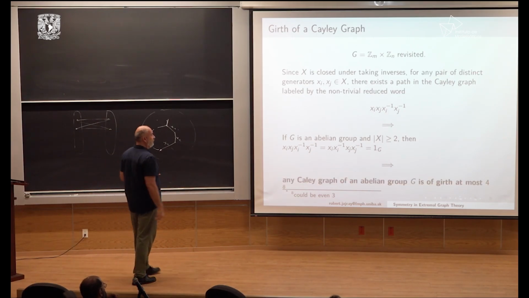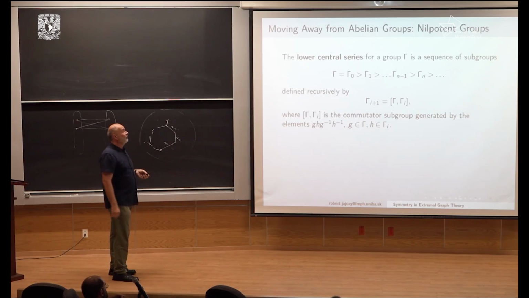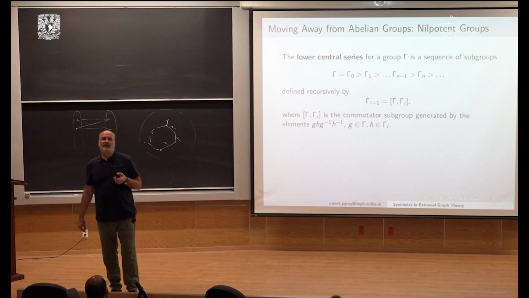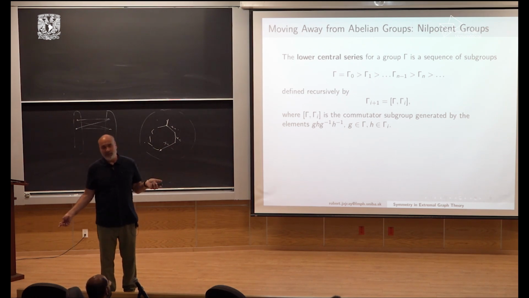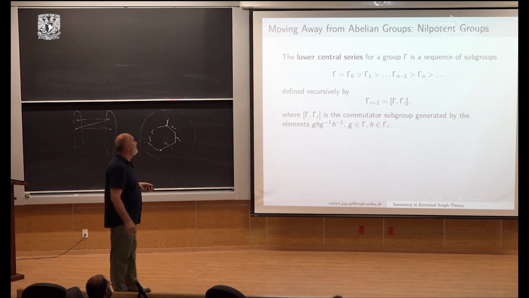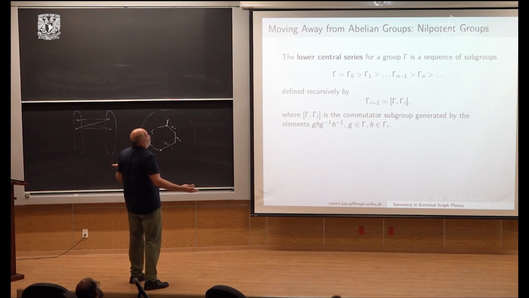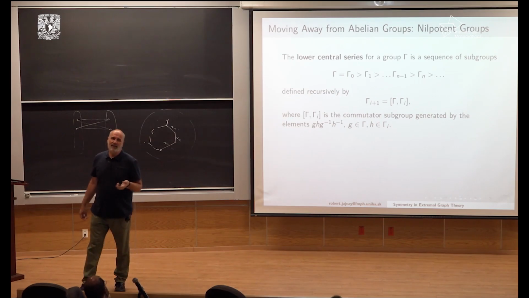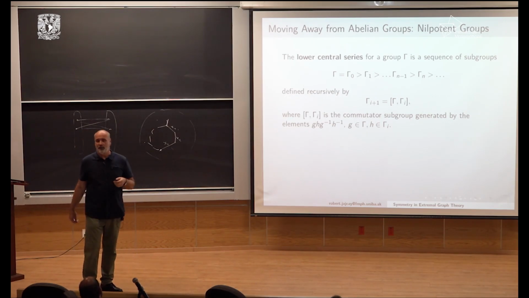So it has girth at most 4. Okay? So how far should you stay away from abelian groups? That's another nice question. So abelian bad. So what's good? Well, then the first thing to look at is the nilpotent groups, because most people believe that they are the closest class to the abelian groups.